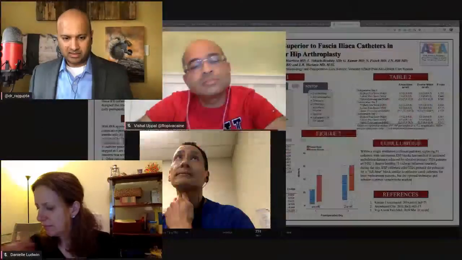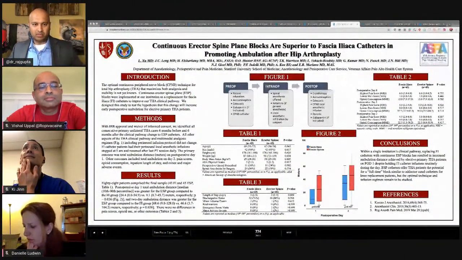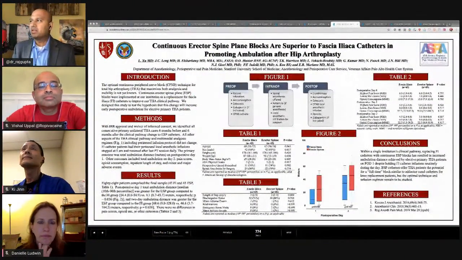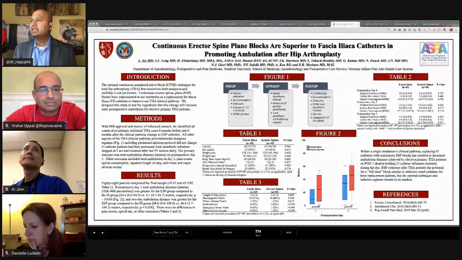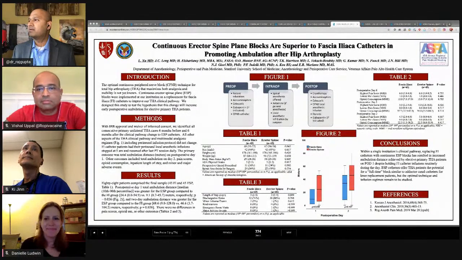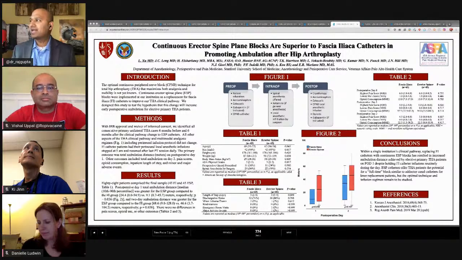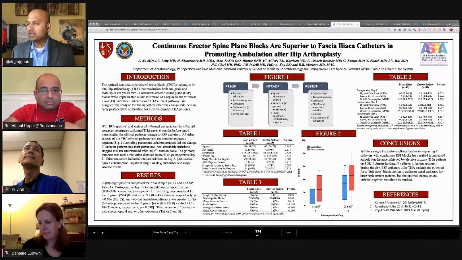That's interesting. I'm going to put the last poster up because we've gone pretty long today, so we'll finish off with this last one. This is poster number 774, and I'm putting the link up here. This is another one where people are looking at erector spinae blocks in the lower part of the body. This is from our friends at Stanford and the VA Palo Alto: continuous erector spinae plane blocks are superior to fascia iliaca catheters in promoting ambulation after hip arthroplasty. I think most of us deal with hip arthroplasty patients.